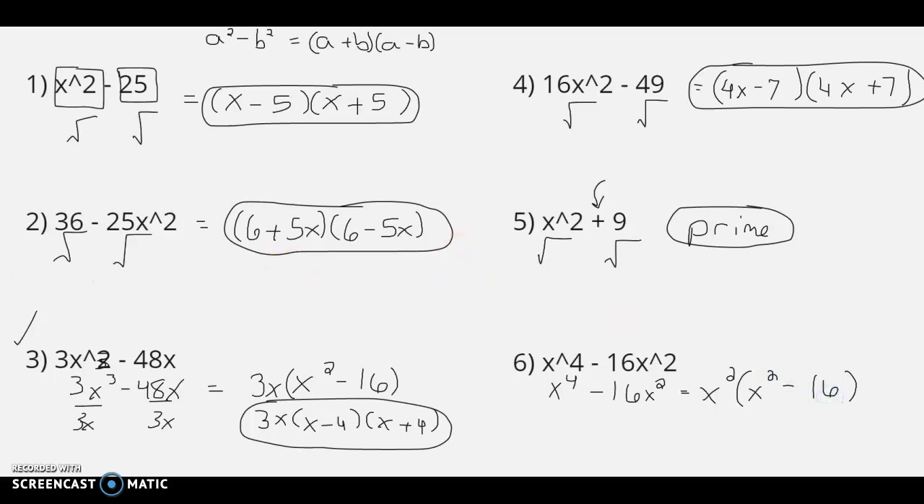Alright, and keep in mind we can always check by redistributing this if we wanted to. Notice if we redistribute, we would have x to the 4th minus 16x squared. But look what's inside the parentheses, difference of squares. x squared still there, but we turn x squared minus 16 into x plus 4 and x minus 4. And there's our factored form. Thank you for watching.